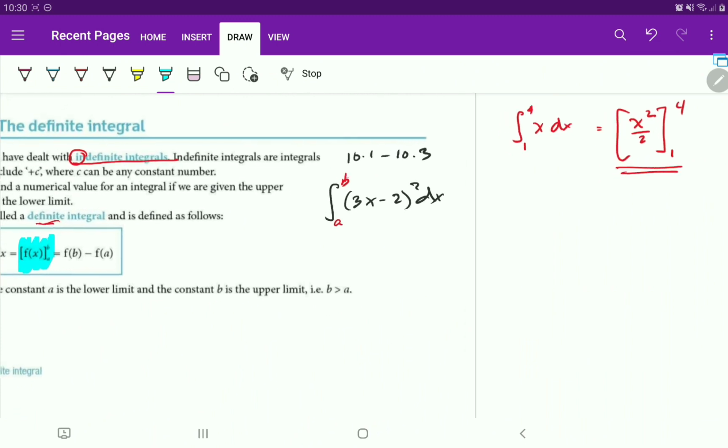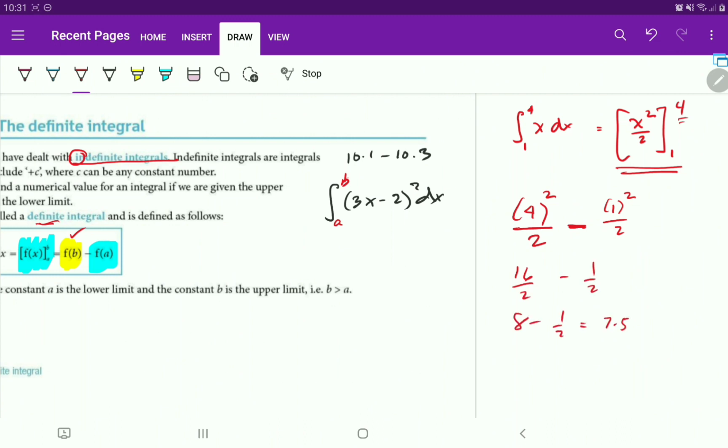Okay? Now, what it tells you is to take f of b. Again, your b here is equal to your 4. So take f of b. f of b means 4 squared over 2. That is now your f of b. Minus, now you take the f of a. The a is the one at the bottom, so 1 squared over 2. That will give you 4 squared is 16 over 2 minus 1 over 2, 8 minus 1 over 2, or 7.5. So the answer to this one is 7.5.